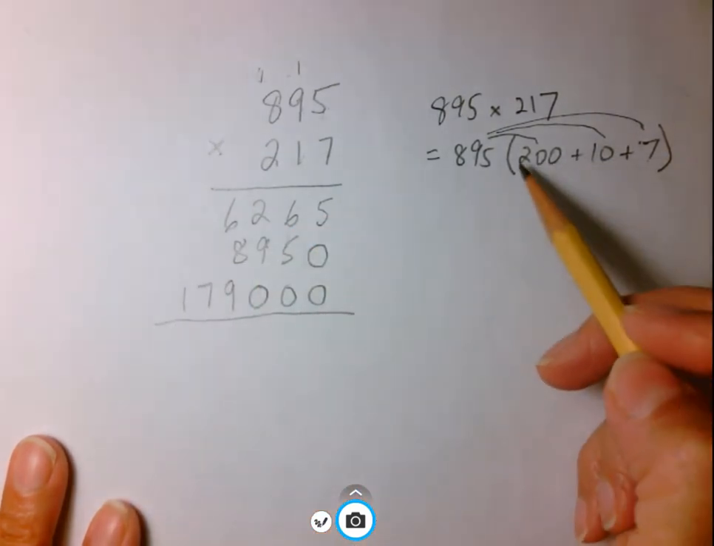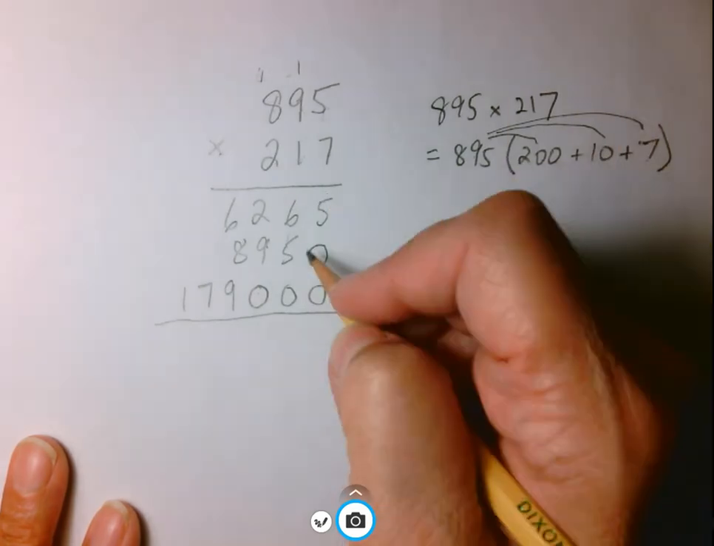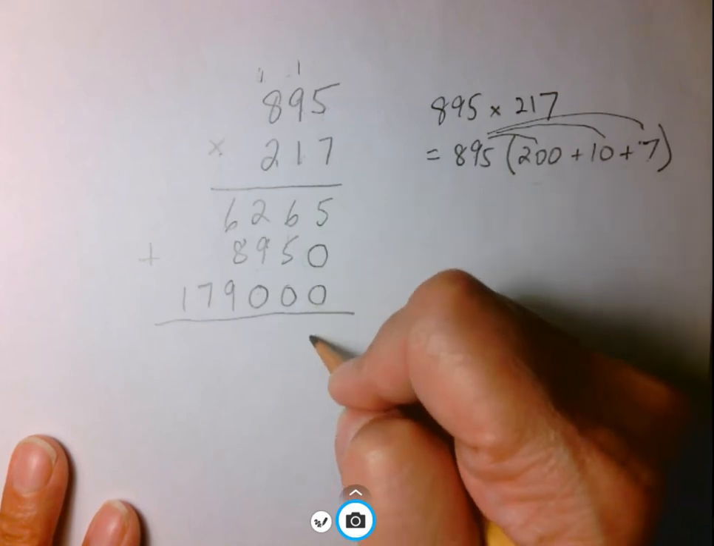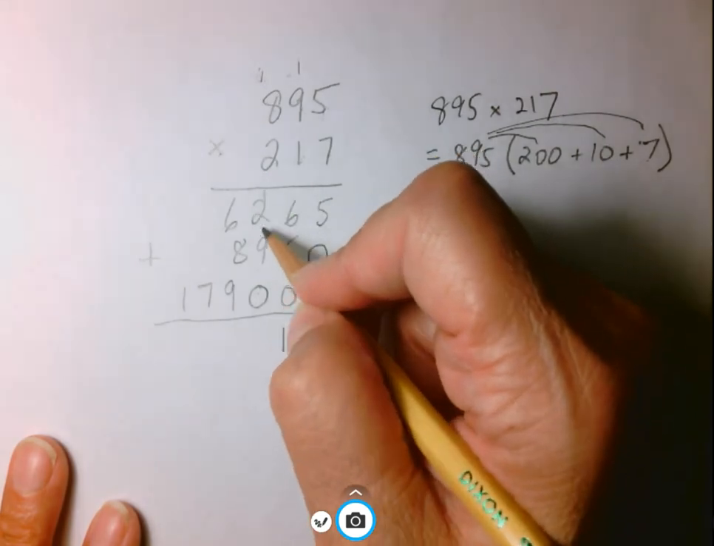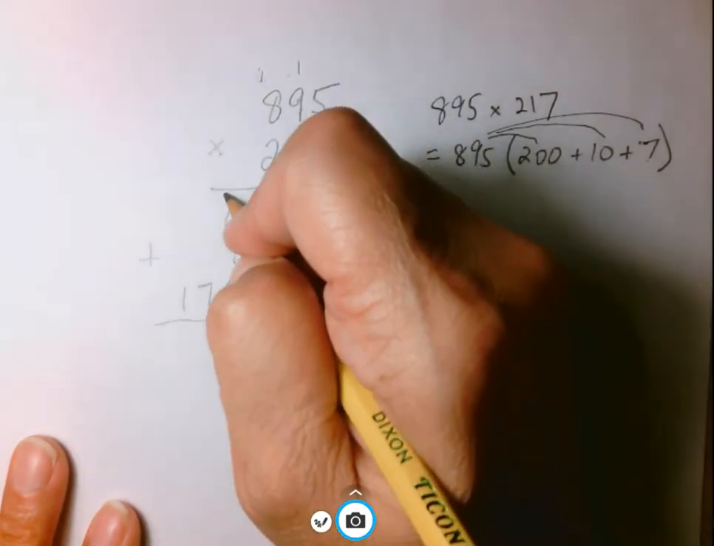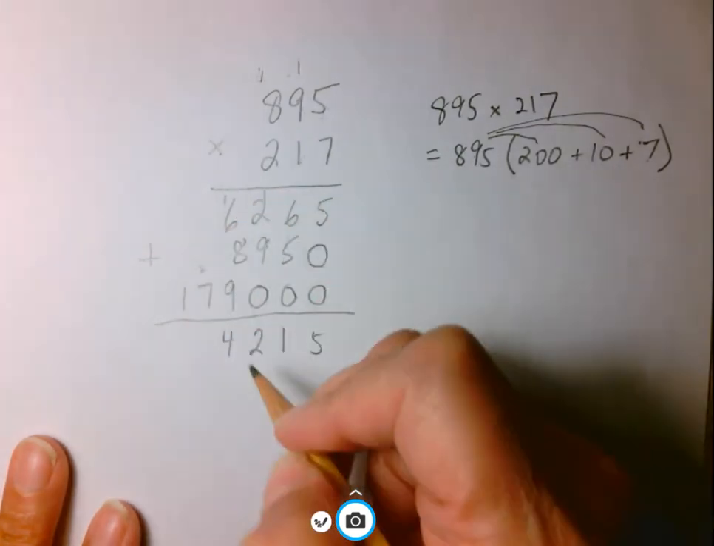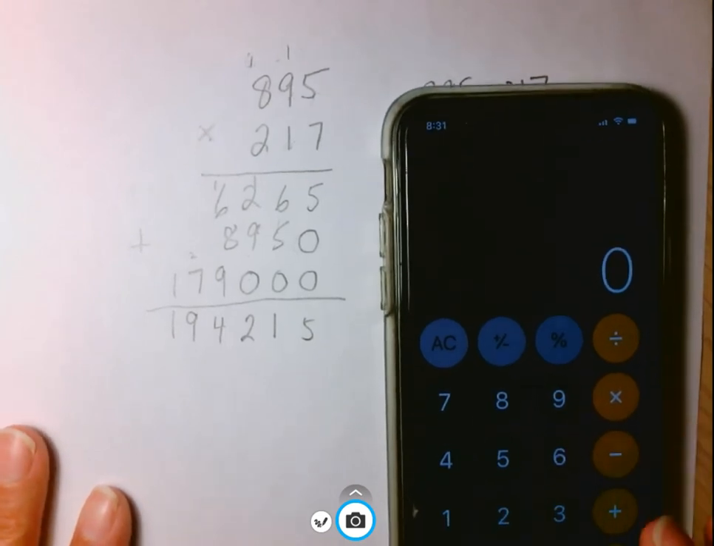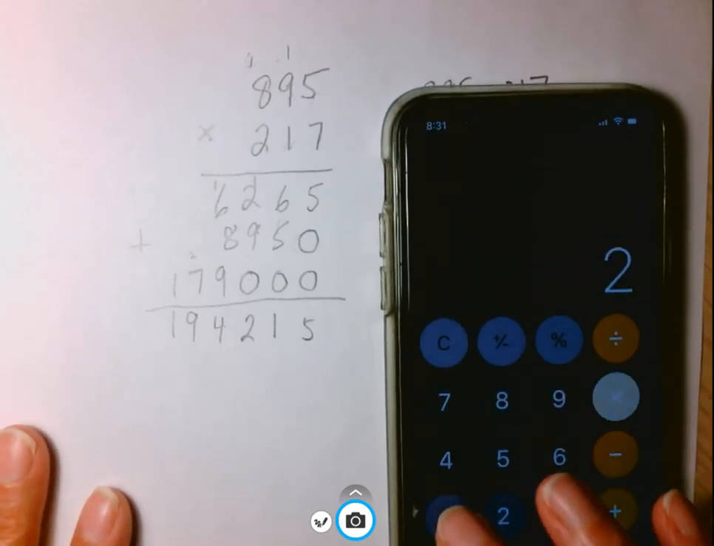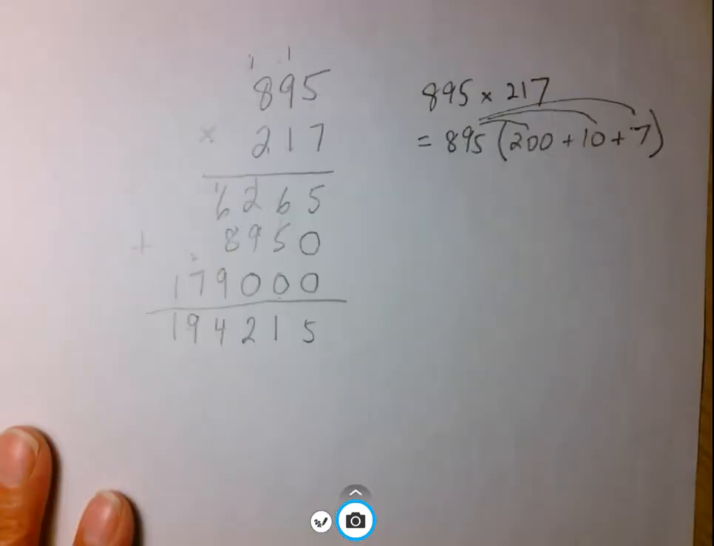Now, just like you would when you're distributing, you're going to add them all up. Okay, and so add them all up. I get 5 plus 0 is 5. 6 plus 5 is 11. Write down the 1, carry the 1. 1 plus 2 plus 9 is 12. Write down the 2, carry the 1. This is 7, 15, 24. Write down the 4, carry the 2. 2 plus 7 is 9, and 1. Take our handy dandy calculator and check. 895 times 217, 194,215. Thanks for watching.